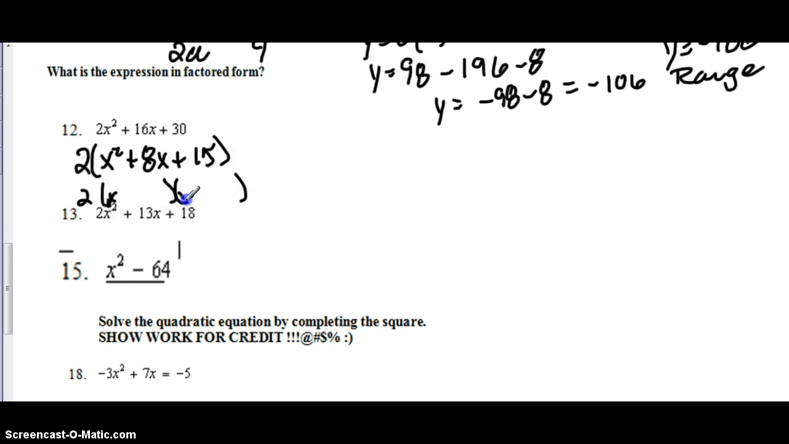Put my variable. What are my factors of 15 that add up to 8? How about 5 and 3? They both need to be positive to add up to positive 8, and we're done.